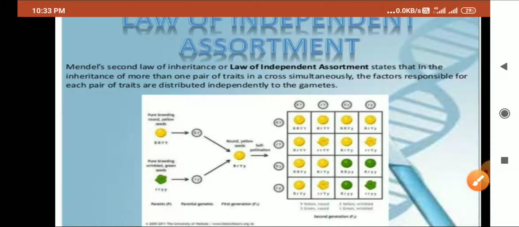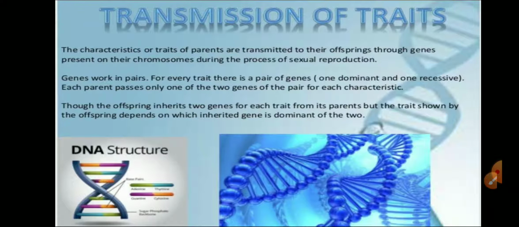Okay, so this is the dihybrid cross, and this cross states that there is inheritance of more than one pair of traits in a cross simultaneously, and the factors are independent. They inherit independently. The gametes are produced independently and the characters are inherited independently.